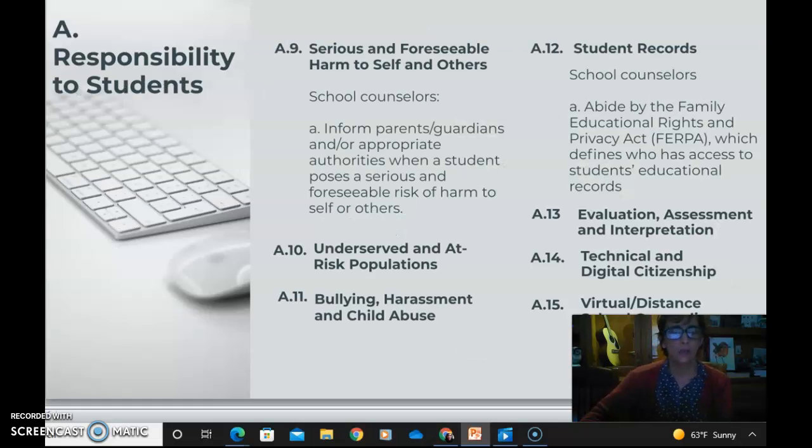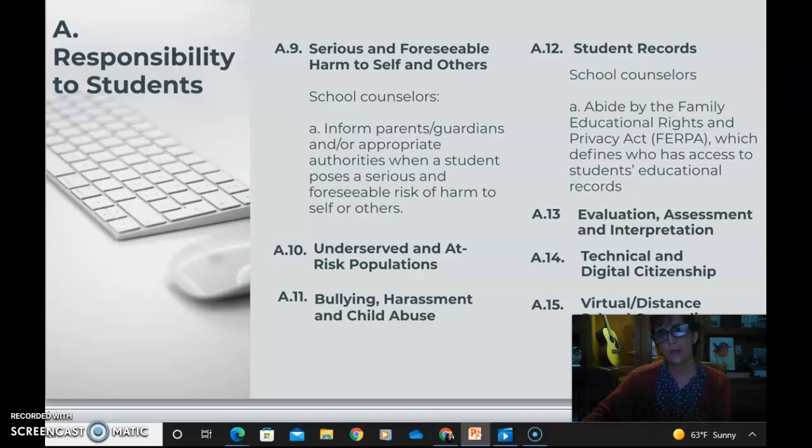For instance, we need to deal with serious and foreseeable harm to self and others, and as school counselors, we inform parents, guardians, and or appropriate authorities when a student poses a serious and foreseeable risk of harm to self or others. We also make sure that we are dealing with all the aspects of the underserved and at-risk populations, also dealing with issues of bullying, harassment, and child abuse. This is really big nowadays.